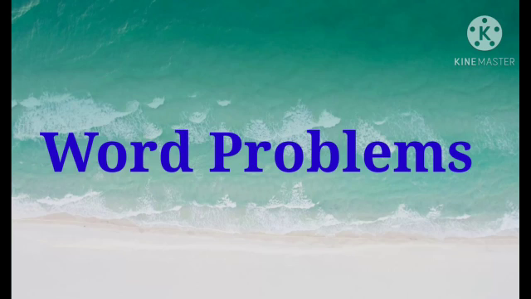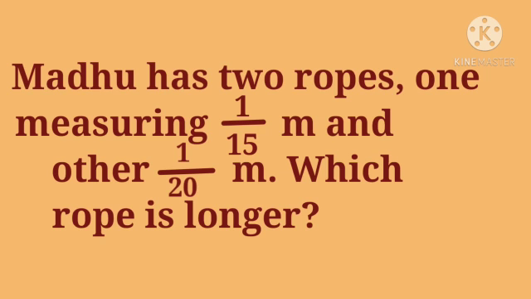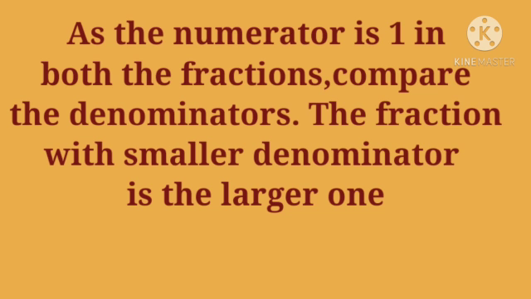Now let's see some word problems. Madhu has 2 ropes, one measuring 1 upon 15 meter and the other 1 upon 20 meter. Which rope is longer? So the answer is, the ropes are 1 upon 15 meter and 1 upon 20 meter in length. As the numerator is 1 in both the fractions, compare the denominators. The fraction with the smaller denominator is the larger one. So 1 upon 15 is greater than 1 upon 20.